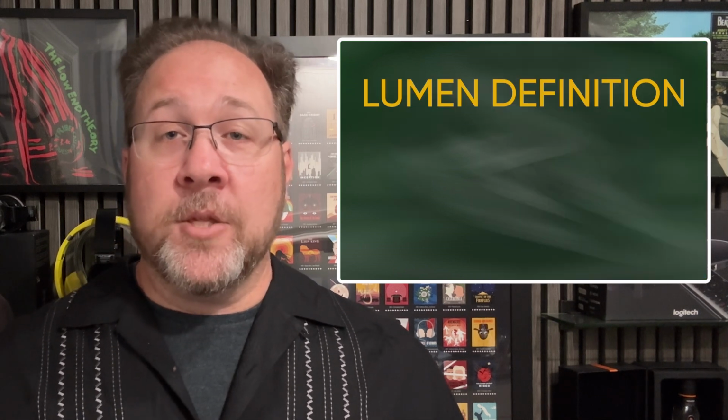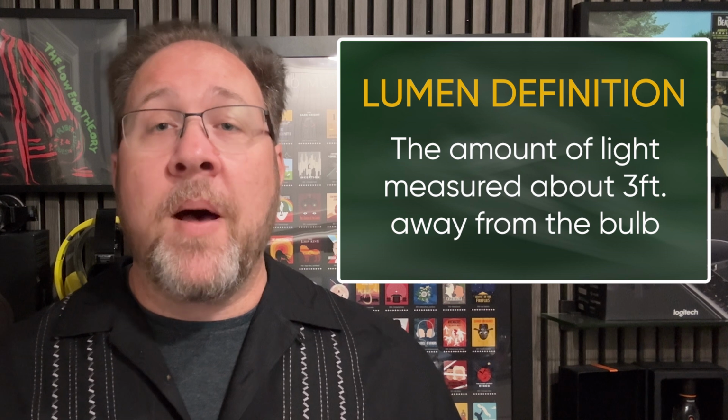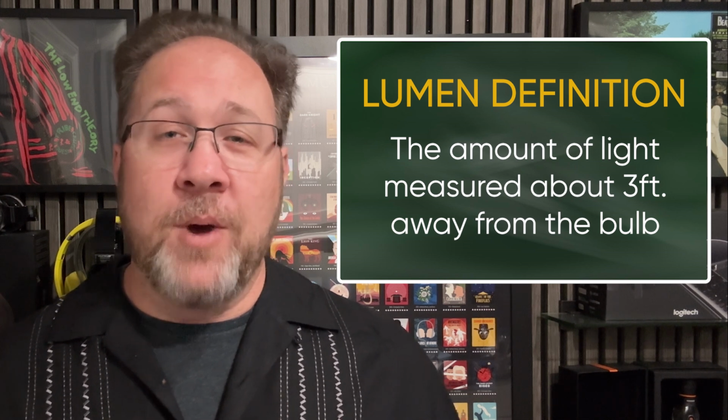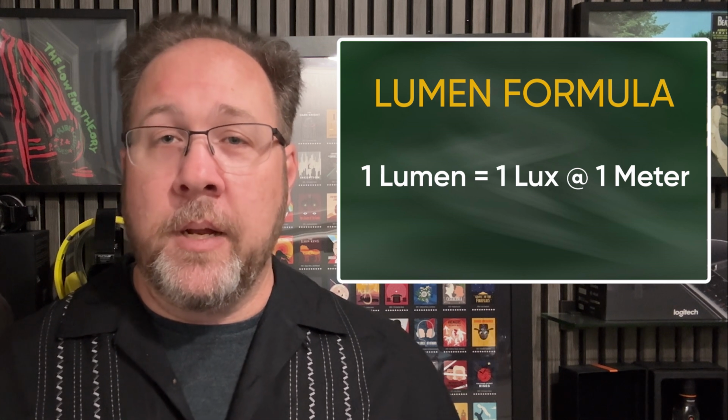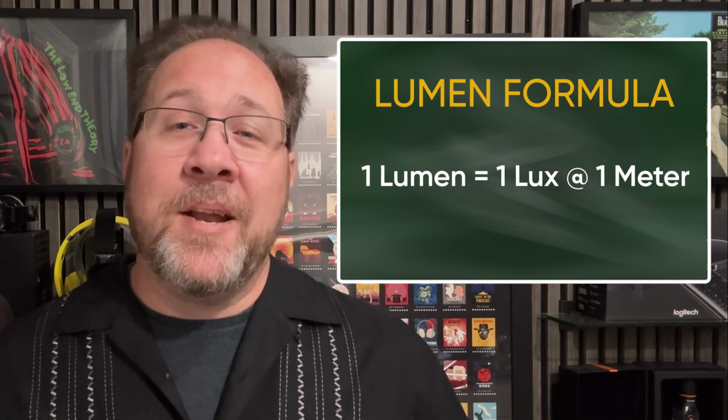The more correct term is lumen, which is the amount of light measured about 3 feet away from the bulb if you're in the US. Although they seem to take their formula construction from George Thorogood by measuring in meters to keep the numbers simpler.